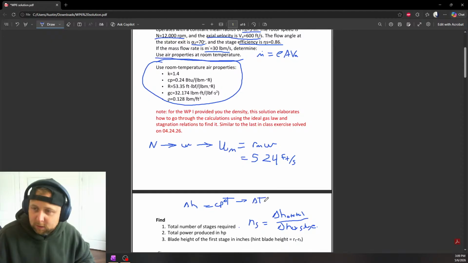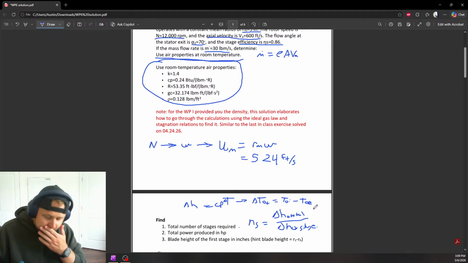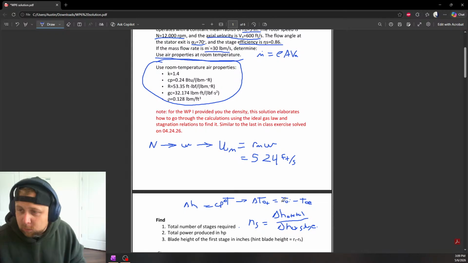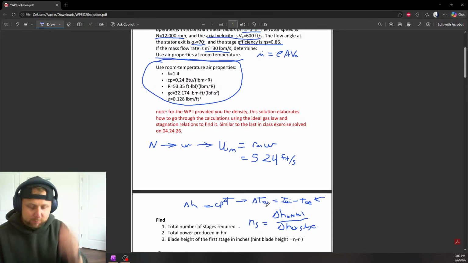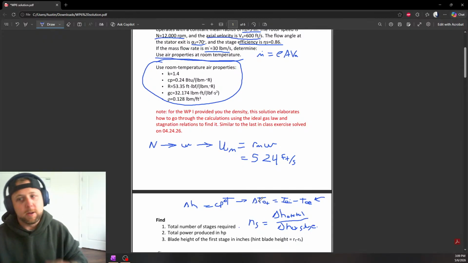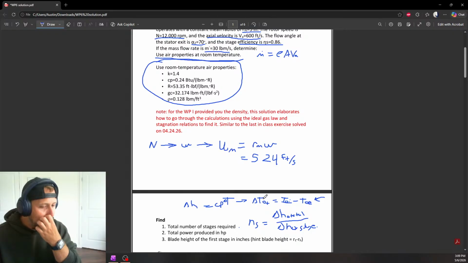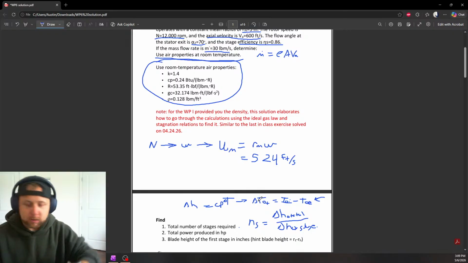Delta T total is actually equal to the TO in, or 1, minus TO E, or makes it 2. So we know this one. We don't know this one. And if I remember correctly, the way we solve for that is using some pressure and temperature ratios.